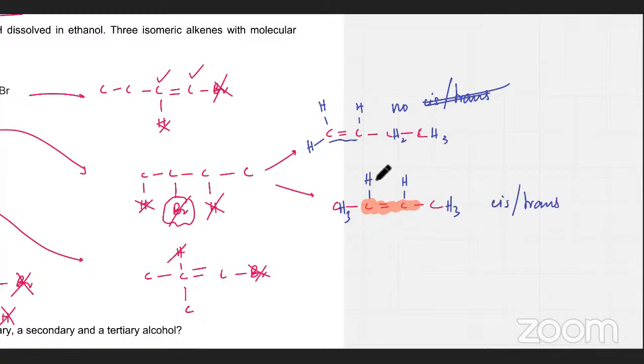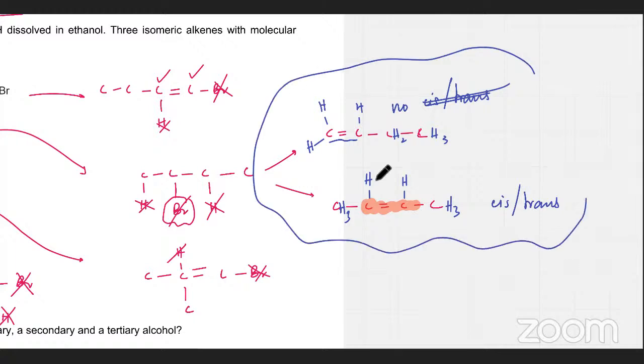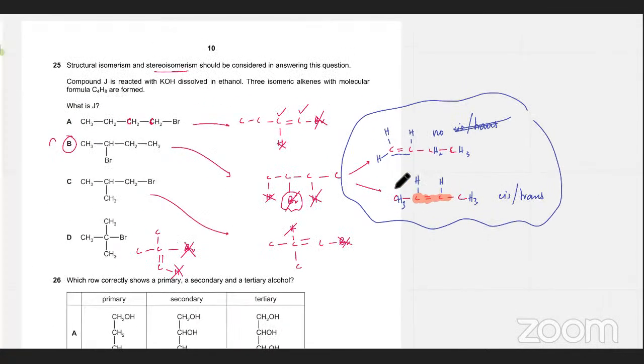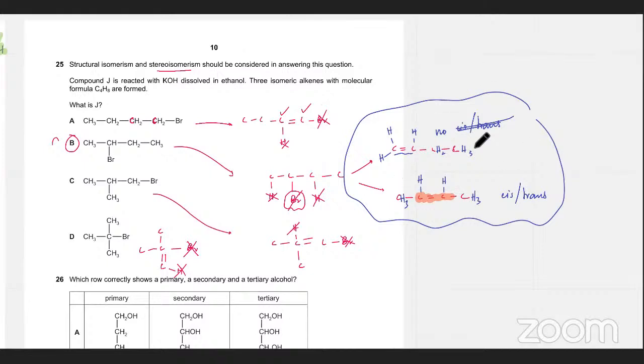So in total, you're going to have three different versions. The first one will have just one version. So that's one. And this one will have two versions. It's either going to be a cis version or a trans version. So in total, you're going to get three different alkenes. Is that clear? Yes, sir.